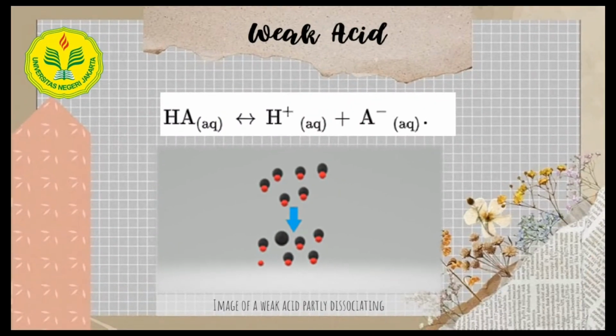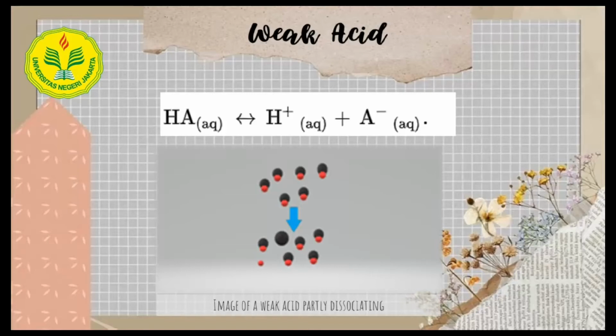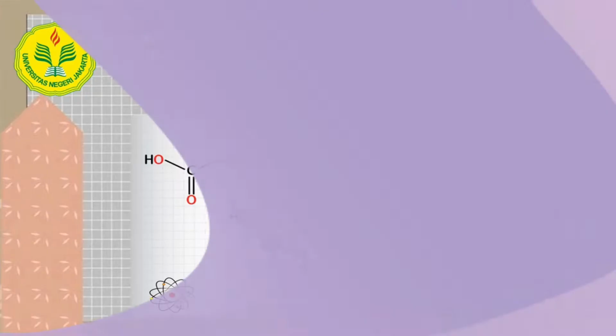Next, we are also using the concept of weak acid. A weak acid is a substance that partially dissociates when it is dissolved in the solvent. In solution, there is an equilibrium between the acid, HA, and the products of dissociation. There are so many examples of weak acids that we often use in everyday life. For example, citric acid and acetic acid.